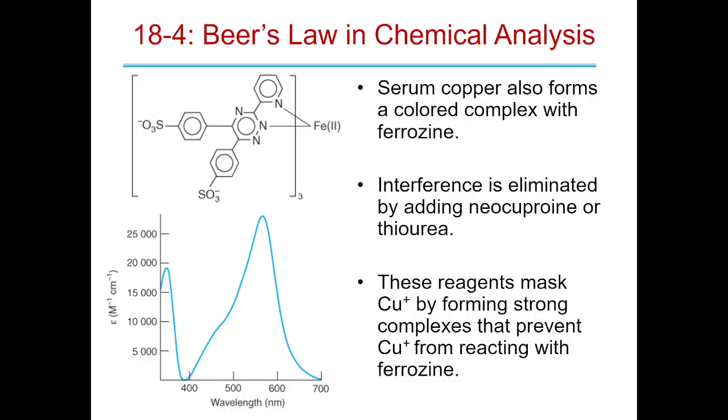You'll actually see that the serum copper also forms a colored complex with ferrozine. The interference is eliminated by adding neocuproine or thiourea. Here's the spectra right here. So if you add one of these two, these will bind the copper preferentially, and they won't be binding to your ferrozine and causing you to get that interference anymore.